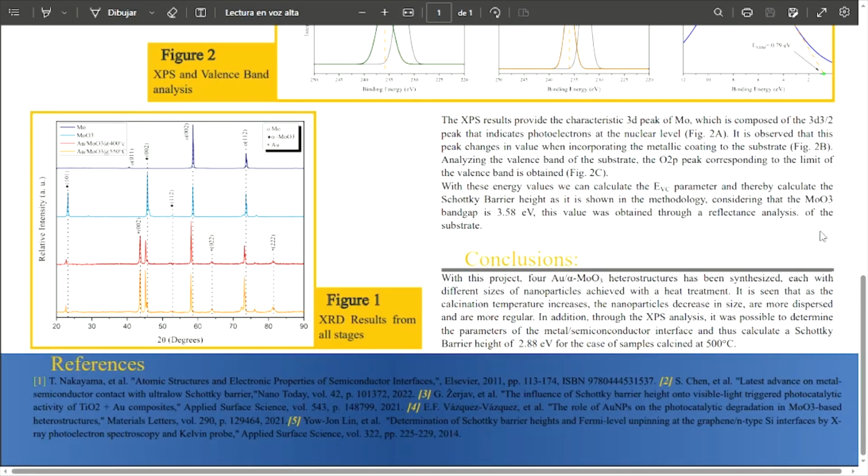So, in conclusion, with this project, we were able to synthesize 4 gold molybdenum trioxide heterostructures, each one with different sizes of nanoparticles. It is seen that as the calcination temperature increases, the nanoparticles decrease in size, are more dispersed, and are more regular. In addition, through the XPS analysis, it is possible to determine the parameters of the metal semiconductor interface and thus calculate the Schottky barrier height, which is 2.88 electron volts for the case of samples calcined at 500 degrees centigrade.